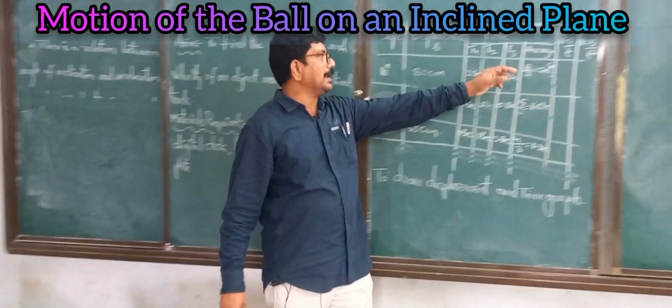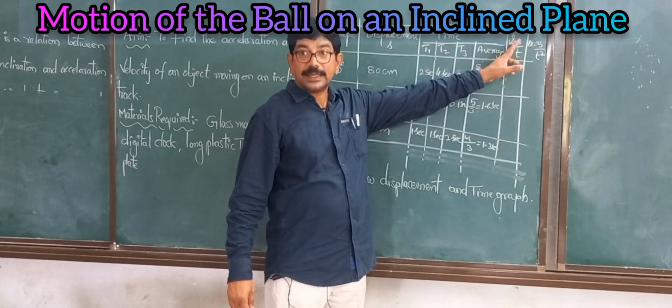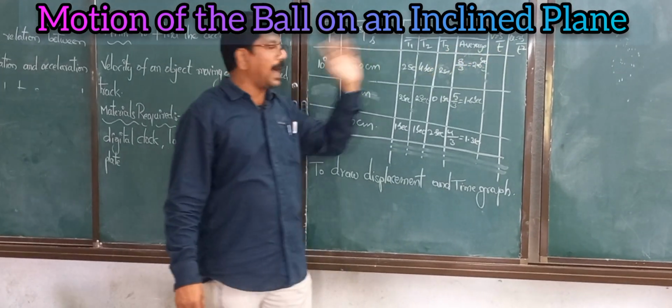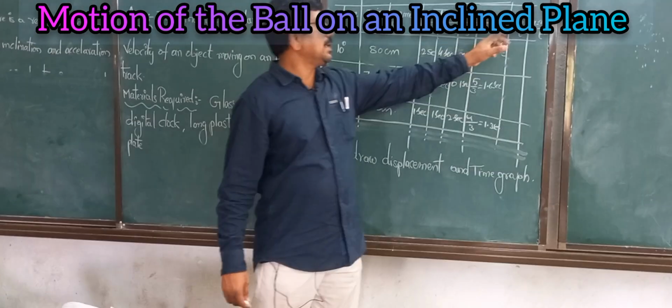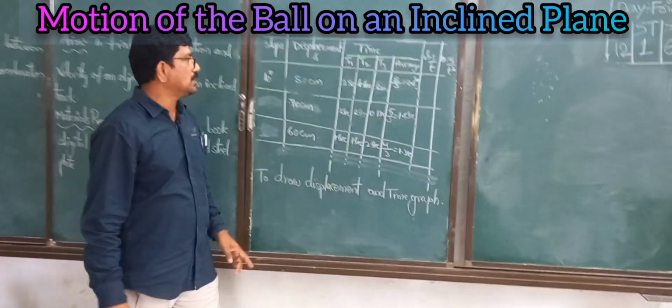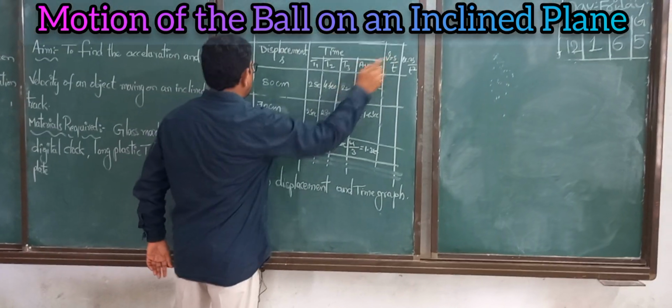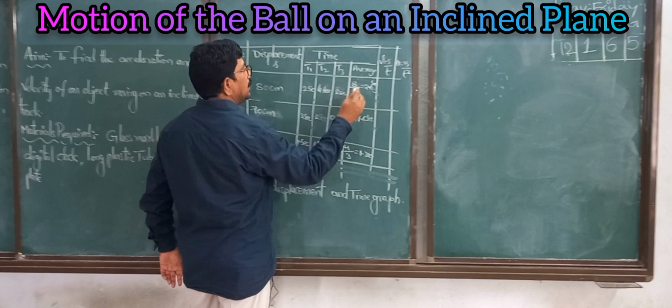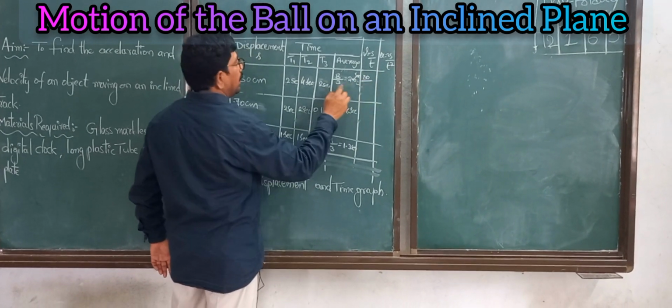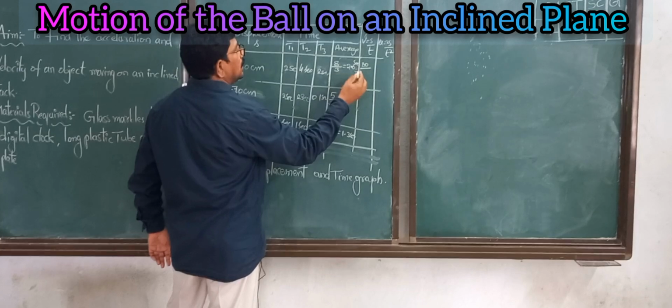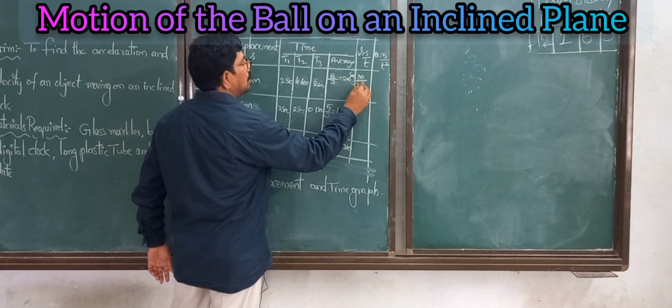Next one, you have to calculate the velocity of the marble. See this one. What is the velocity of the marble? Observe this one. What is the formula? S by T. What is S here? Distance divided by time. You can take it as 2.6.